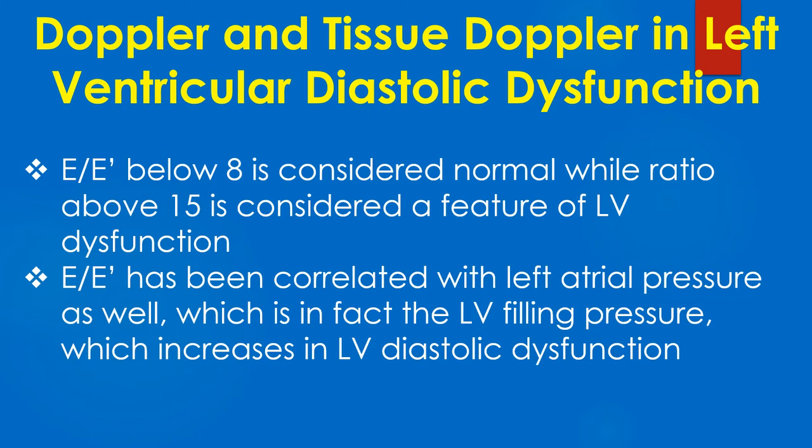E by E prime below 8 is considered normal, while a ratio above 15 is considered a feature of left ventricular diastolic dysfunction. E by E prime has been correlated with left atrial pressure as well, which is in fact the LV filling pressure, which increases in LV diastolic dysfunction.